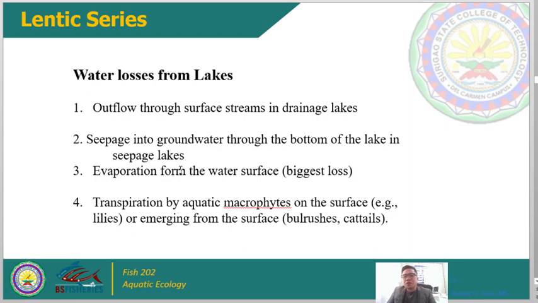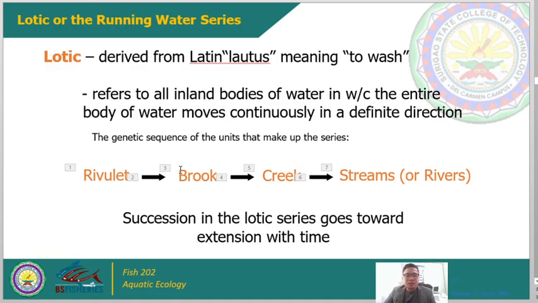So transpiration is the fourth factor why there are losses of water from lakes, ponds, and swamps and marshes. Okay, so those are the four factors that cause the water loss in the lakes. So let's proceed now to the Lotic, or the running water series.